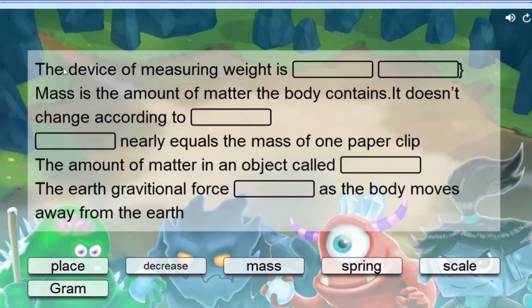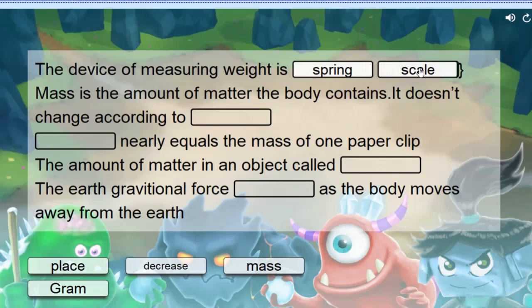First question. The device for measuring weight is a spring scale. Question number 2. Mass is the amount of matter the body contains. It doesn't change according to place.